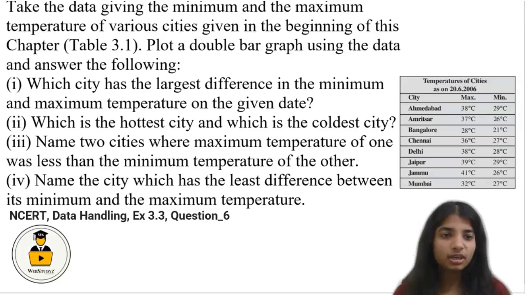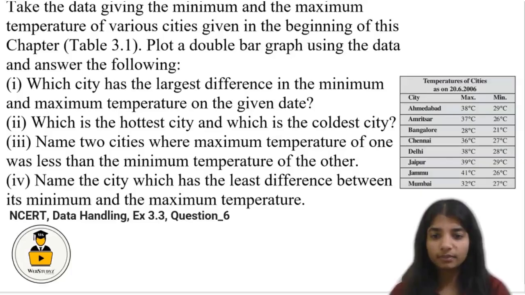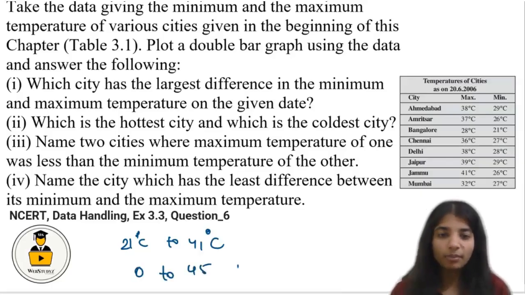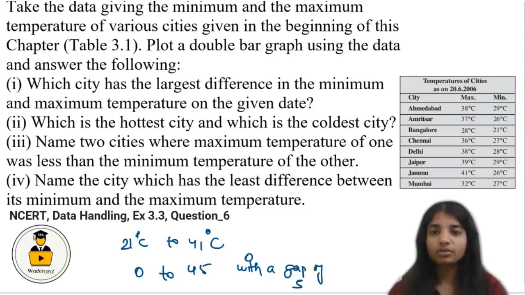So the temperature range, if we can see, is from approximately 21 to 41. So we are going to draw the bar graph for that. The temperature is from 21 degrees to 41 degrees Celsius. So we are going to draw the bar graph from scale 0 to 45 with a gap of 5. So let's start our graph.